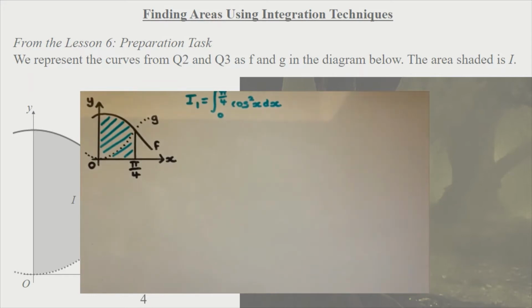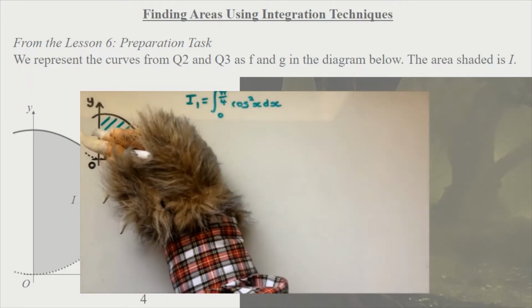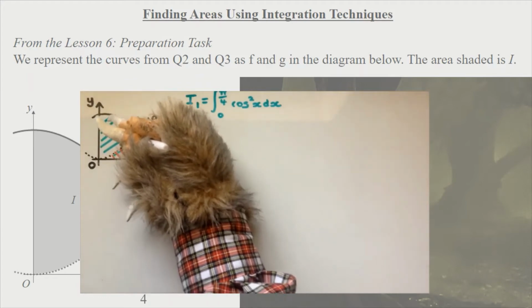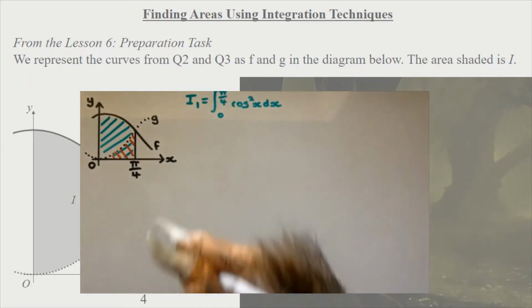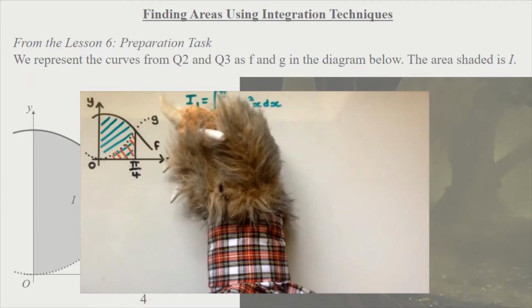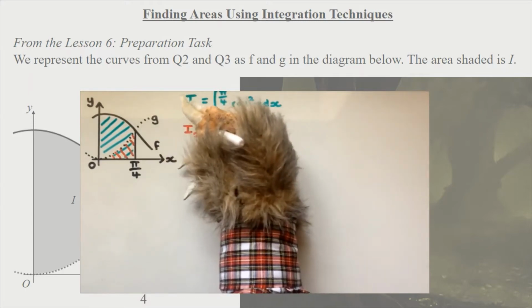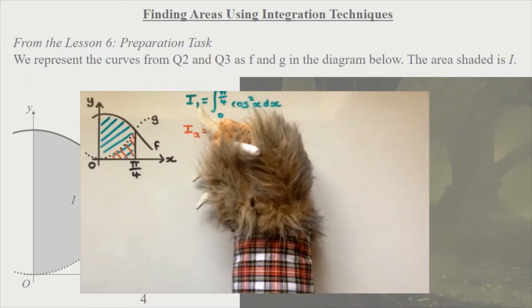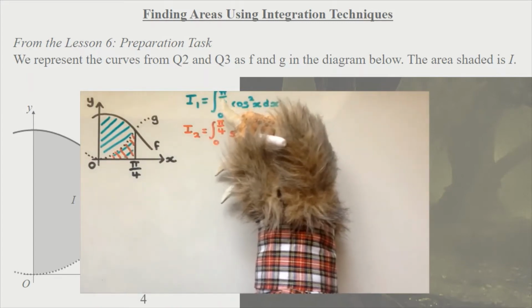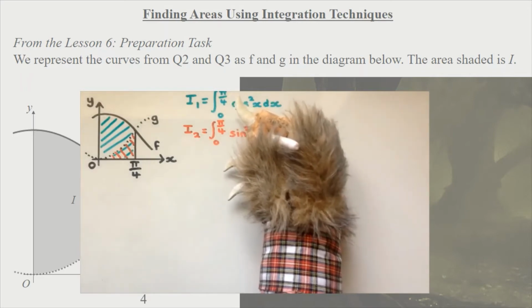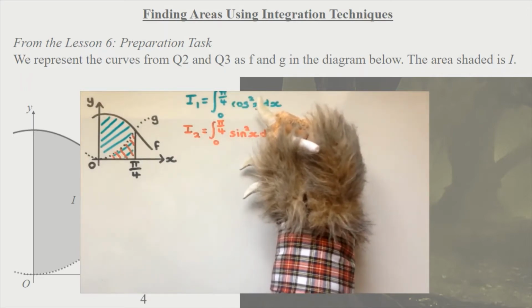Similarly, we have the area under the curve G. I'll shade this in red. So under the curve G, between the limits 0 and pi over 4, we have the red area. And that can also be represented by the integral I2. This is also with reference to the preparation task. And I2 is the integral from 0 to pi over 4 of sine squared x dx.